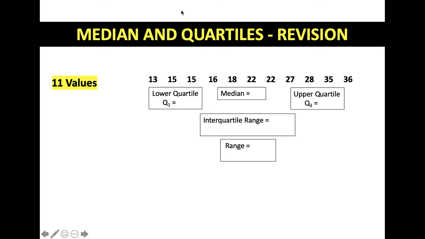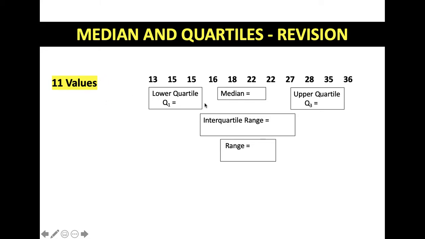Okay, this is a quick video to run over how to find the median and the quartiles for lists of values. So it's important that the list of values is in order in the first place. So these are ordered from the lowest 13 to the highest 36.